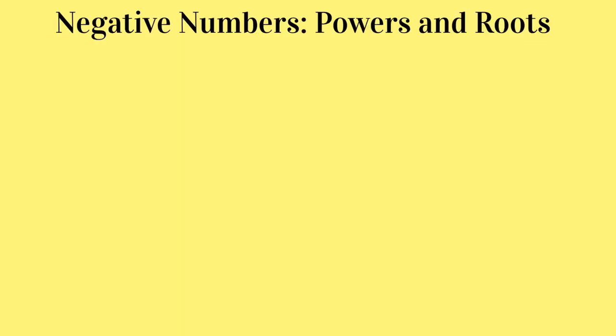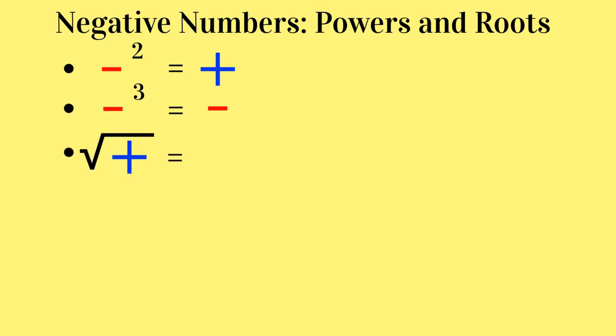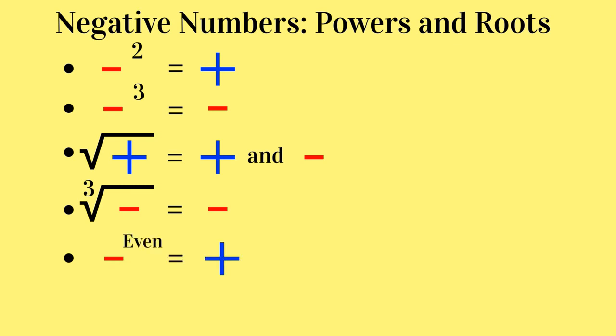Here is a summary on what we have learnt. If you square a negative number, you will get a positive answer. If you cube a negative number, you will get a negative answer. Finding the square root of a positive number will give you two answers, one positive and one negative. Finding the cube root of a negative number will give you the answer of a negative number. A negative number to the power of an even number will give you a positive answer. A negative number to the power of an odd number will give you a negative answer.